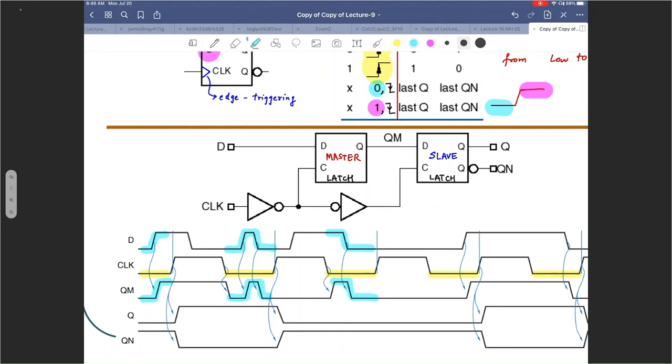So I hope you see that our statement is matching up pretty well. QM follows D when clock is 0.